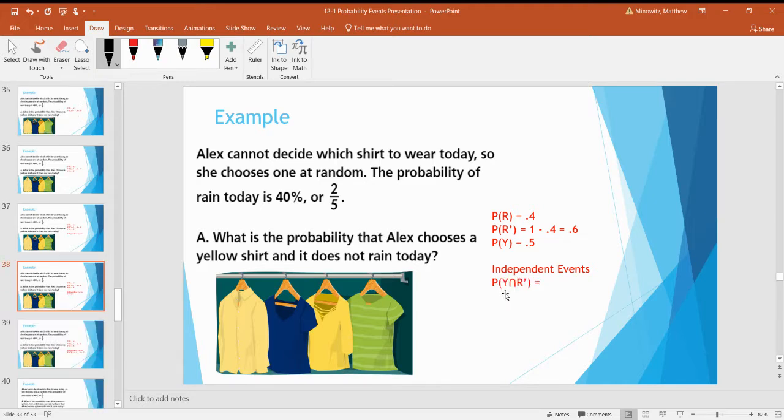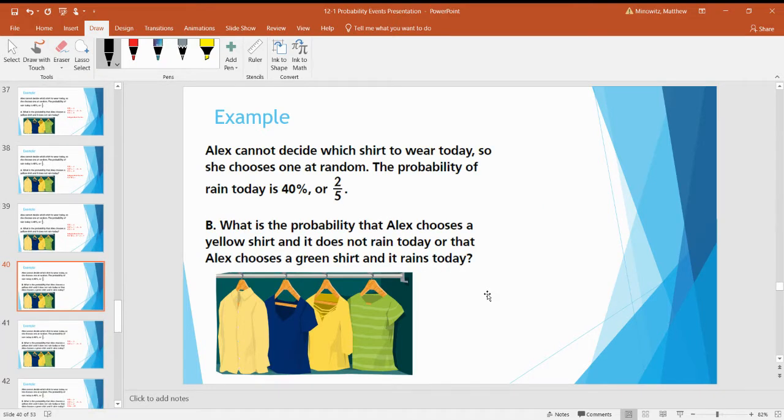So what we can do to figure out the probability of picking a yellow shirt and not raining is we can multiply. So we take the probability of the yellow shirt, we take the probability of not raining, we multiply them, and we get a 30% chance that Alex chose a yellow shirt and it's not raining today because they're independent. So here's another example.